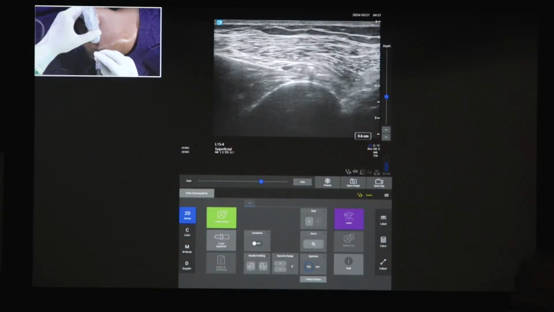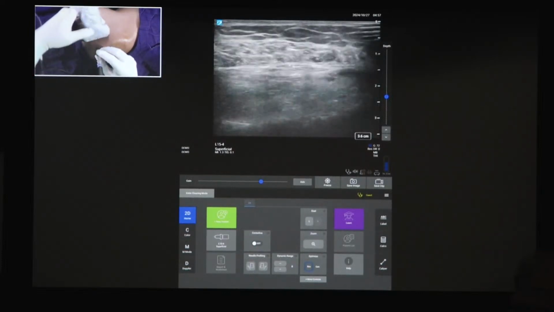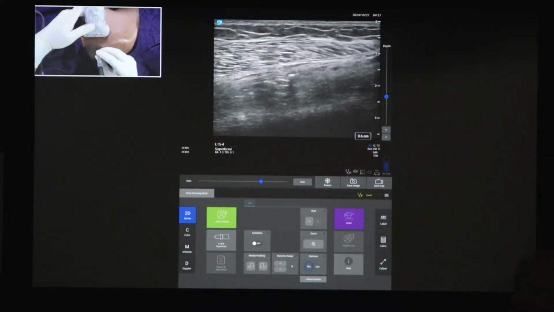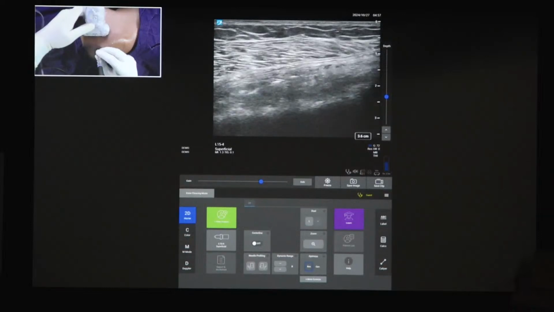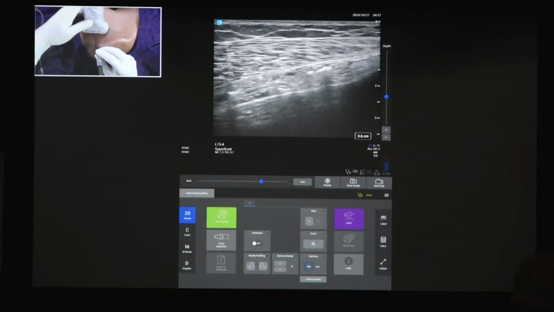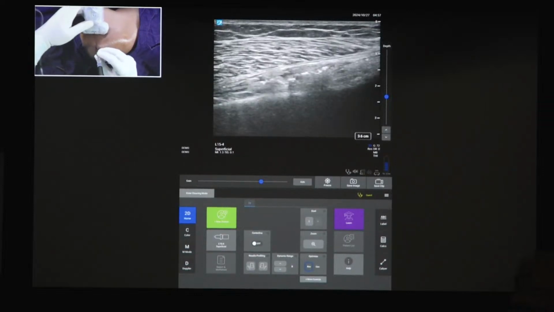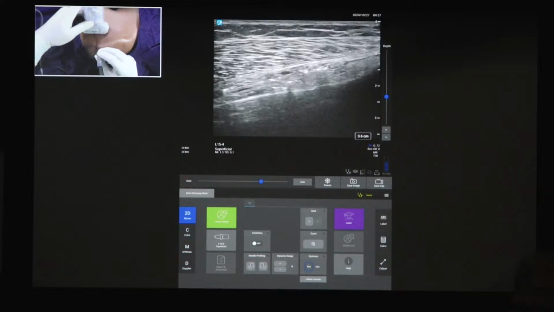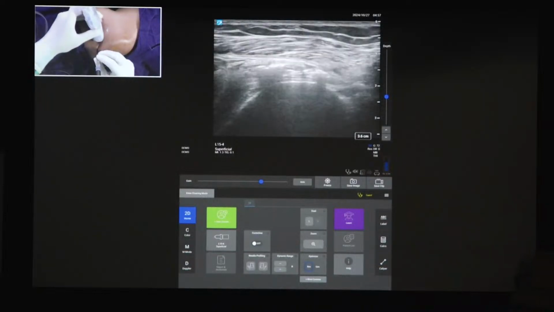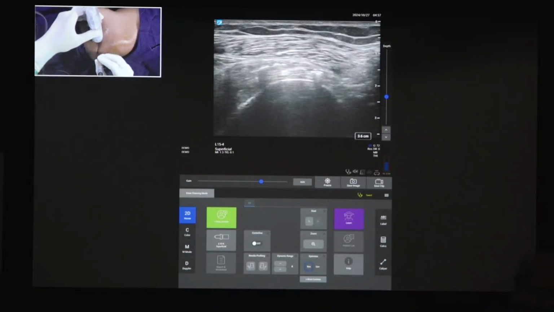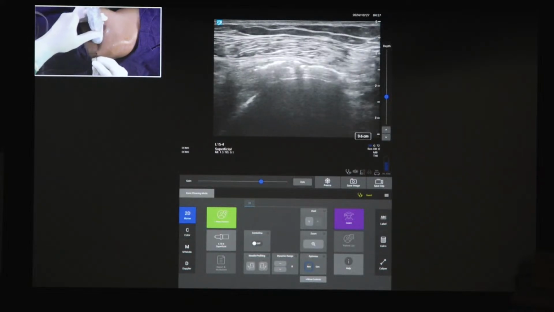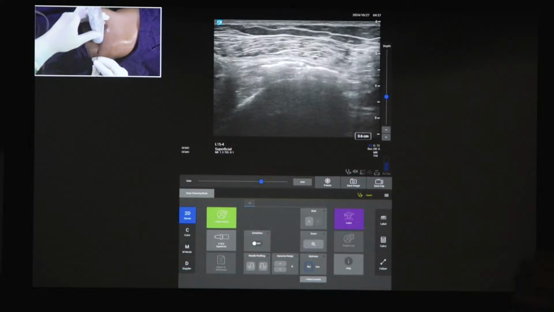Yeah. So I'll just show you the short axis view also. So this is the tip of the needle. The needle, you can see as a dot there, and as you can see, going down there. Just going to reposition the needle slightly, getting it closer to the artery.